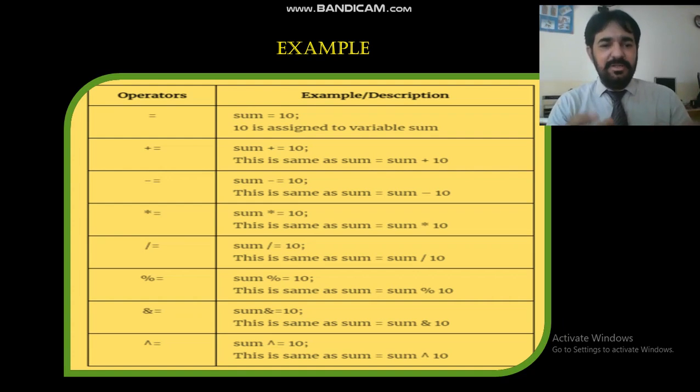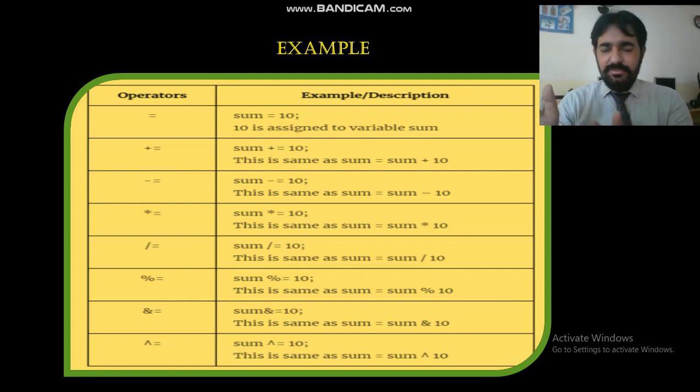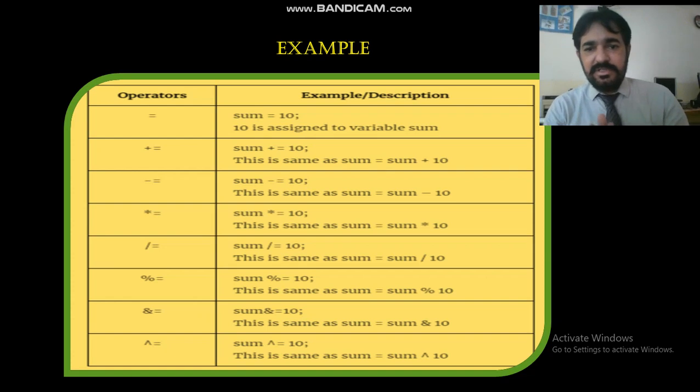So you will feel I am repeating my words, but this is how you read it: plus equals, sum equals sum plus 10. Decrement is the same as sum equals sum minus 10. Multiply by equals is sum equals sum multiplied by 10. Divide by equals 10 is sum equals sum divided by 10. Then percentage, and then other expressions are there.